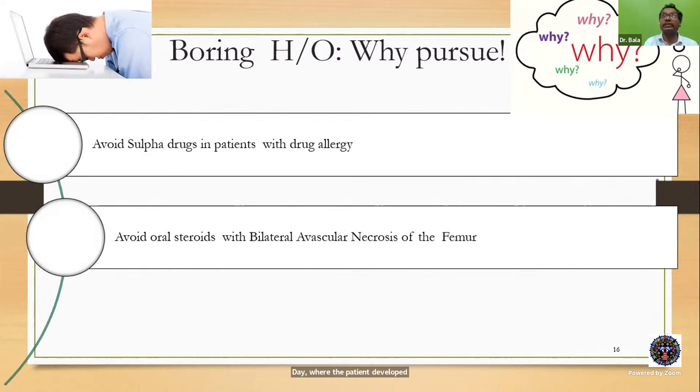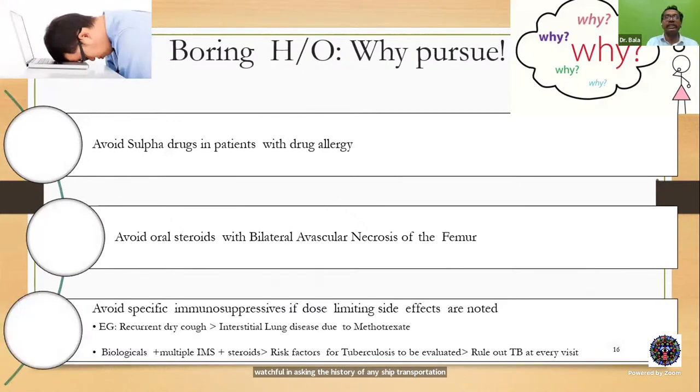This bilateral avascular necrosis of the femur is an absolute contraindication to giving oral steroids. The surprise of this condition is that it can develop at any dosage of steroids. It is not dependent on a higher dose or moderate dose. So we have to be very, very watchful in asking the history of any hip replacement surgery done, or if there is any history of easy bone fractures, so that we avoid steroids and consider a local alternate treatment with steroids or immunosuppressants.